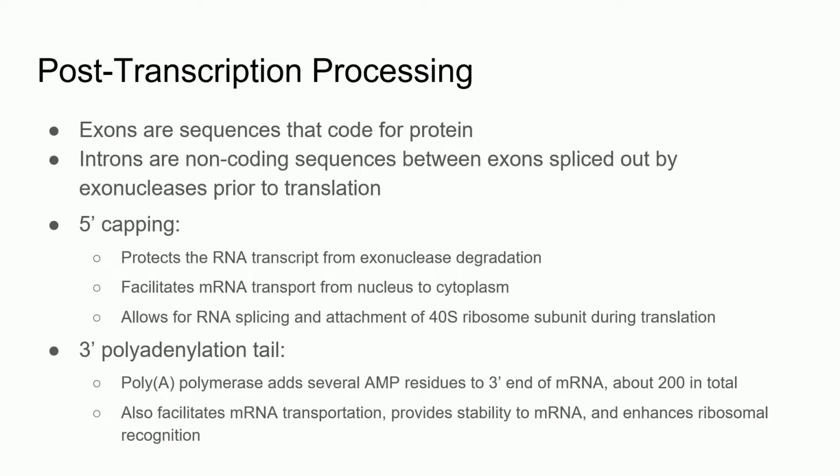The second post-transcription modification is to place a cap on the 5' end to protect the mRNA transcript from exonuclease degradation. Exonuclease degradation is a key defense mechanism against foreign RNA which lack the 5' cap. This cap also facilitates transport of the mRNA out of the nucleus and into the cytoplasm, where it can be translated into protein. And lastly, the addition of a 3' polyadenylated tail helps protect the other end of the mRNA and enhance ribosomal activation and recognition of the mRNA sequence.